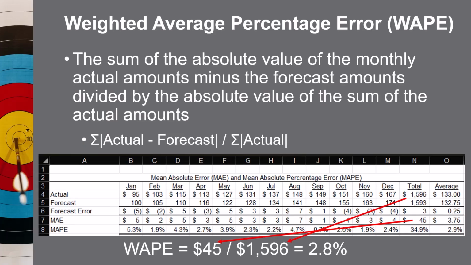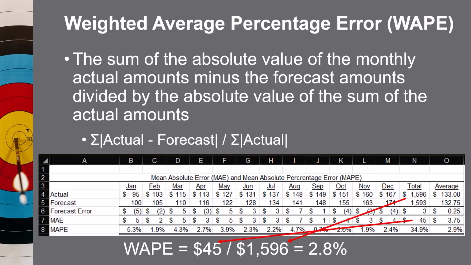A similar statistic is WAPE, which stands for the weighted average percentage error. The WAPE is easy to calculate. It's the sum of the absolute value of the monthly actual amounts minus the forecast amounts divided by the absolute value of the sum of the actual amounts. I also show the formula here for you formula fans.